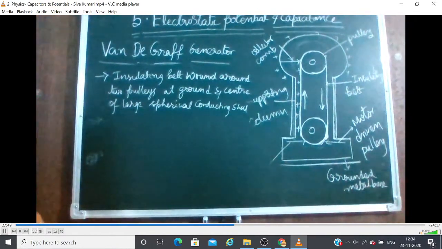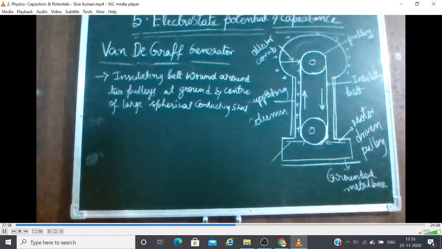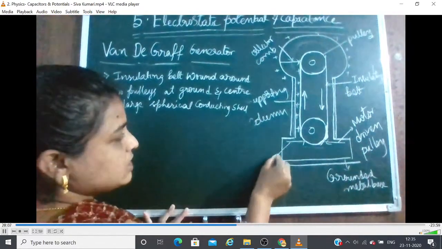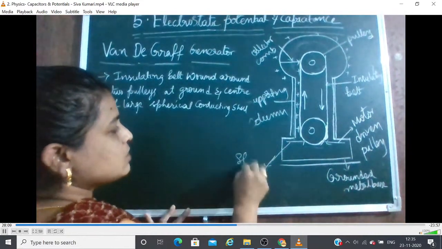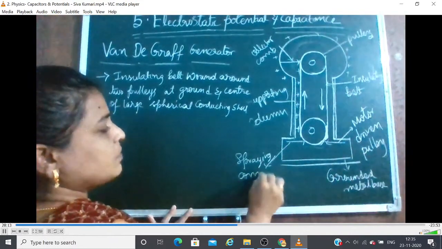By the motor which is at the lower pulley. And also at the lower pulley the charge is continuously sprayed. That means the positive charge will be sprayed onto it by the metal comb at the ground level. The charge is continuously sprayed by the spraying comb.